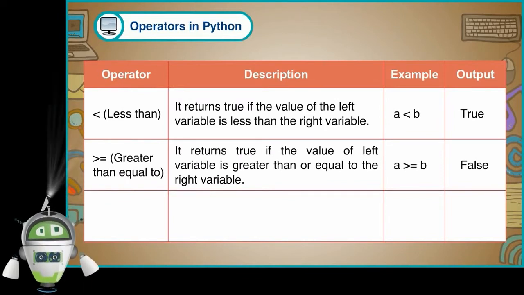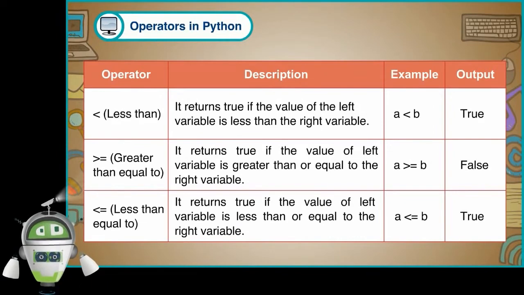It returns true if the value of the left variable is greater than or equal to the right variable. A is greater than or equal to b, false. Less than or equal to: it returns true if the value of the left variable is less than or equal to the right variable. A is less than or equal to b, true.